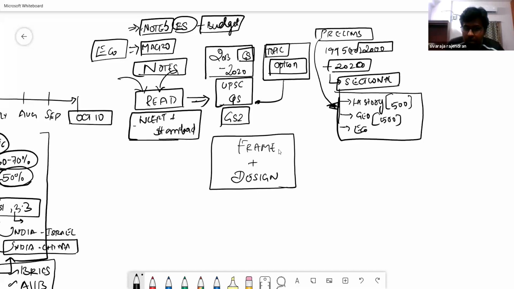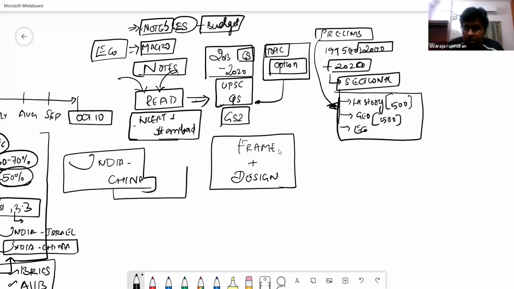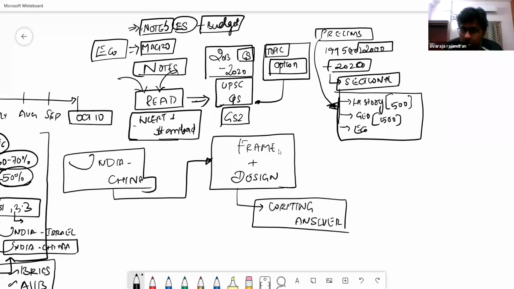Let us assume you have read India China. Can you frame an answer or design an answer which was asked in GS paper 2? If you can do that, then comes writing answers. What we usually do is, everyone starts saying answer writing is important, answer writing is important. We pay for something and go.